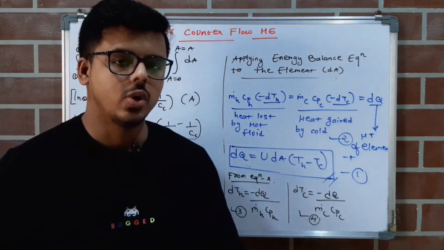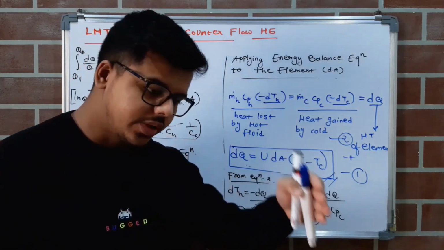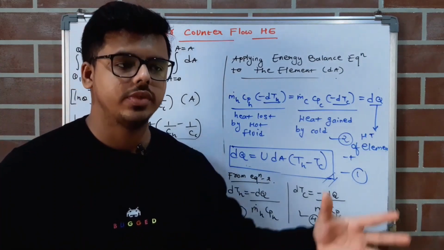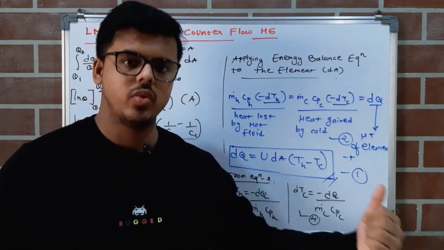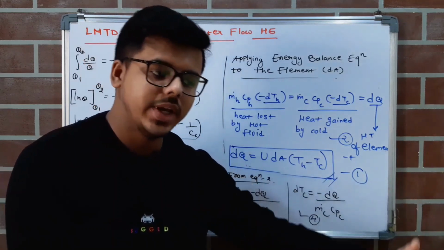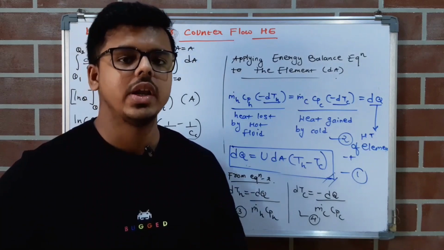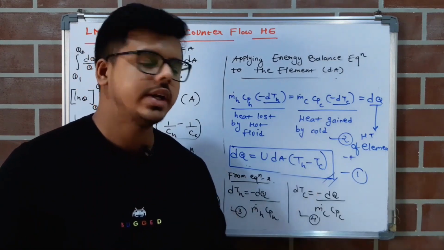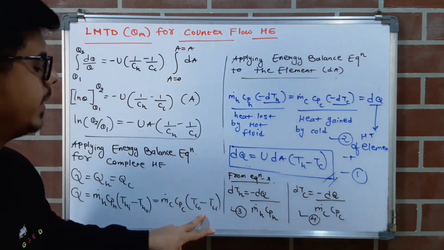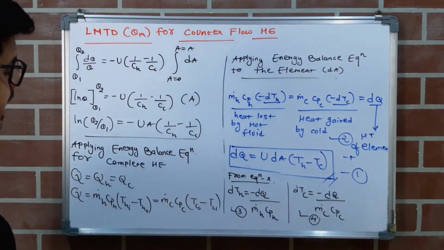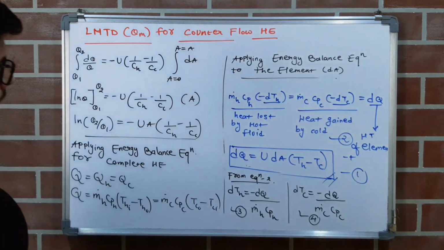Because when the cold fluid enters, the temperature at the inlet will be smaller as compared to the temperature of the cold fluid at the outlet. Why? Because the heat which is lost by the hot fluid will be gained by the cold fluid, and at last it will be rejected from the heat exchanger at the outlet. So at the outlet the temperature of the cold fluid will be higher. For this reason only I have written Tco minus Tci. So I hope you got the idea.